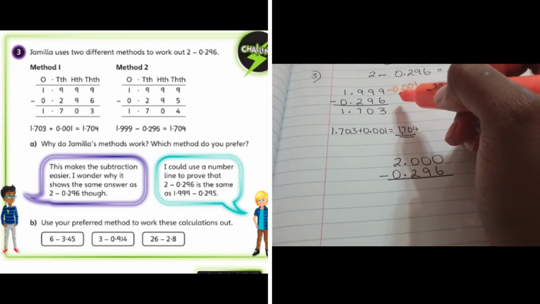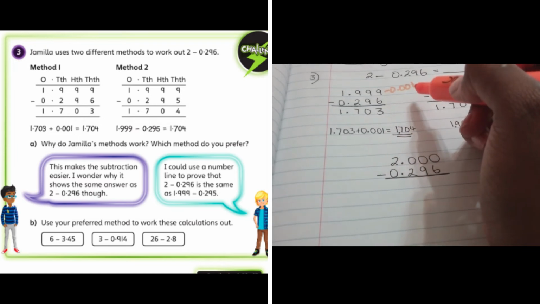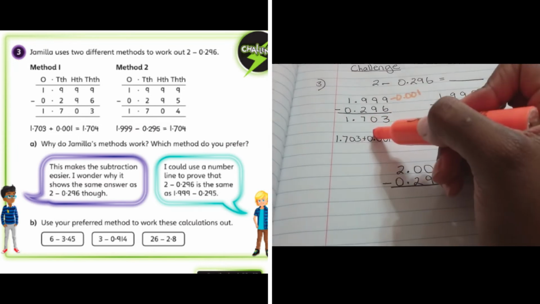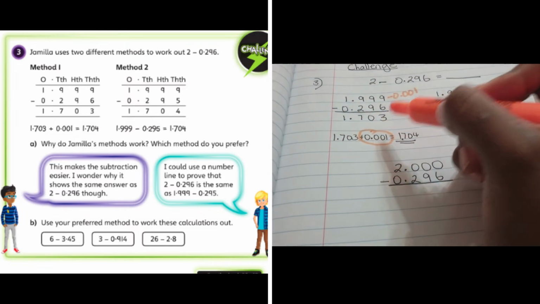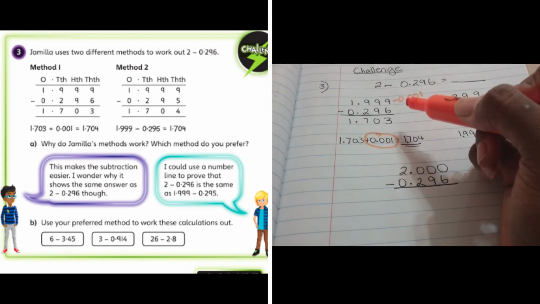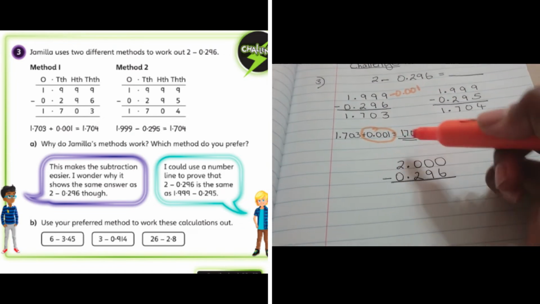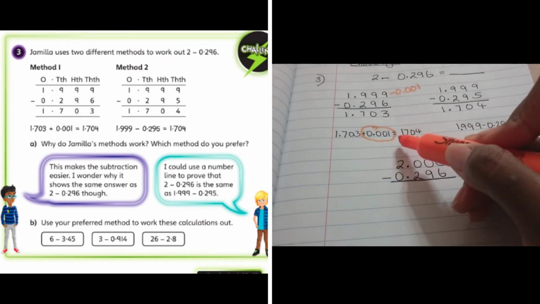Since she took 0.001 away from it, she had to add it back when she was done. So she gave herself an extra step right here. So when she got her answer down here of 1.703, she said to herself, wait, because I changed that 2 by taking this away, I need to add it back to my answer at the end, making my final answer 1.704, which is correct.